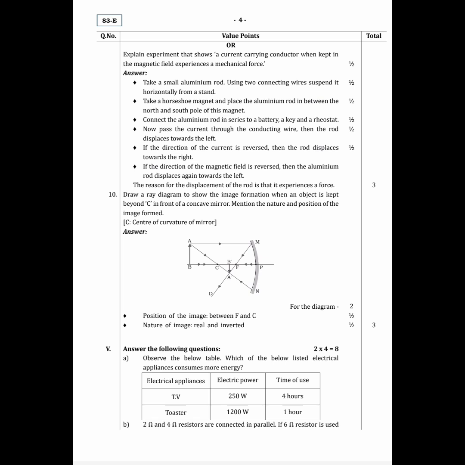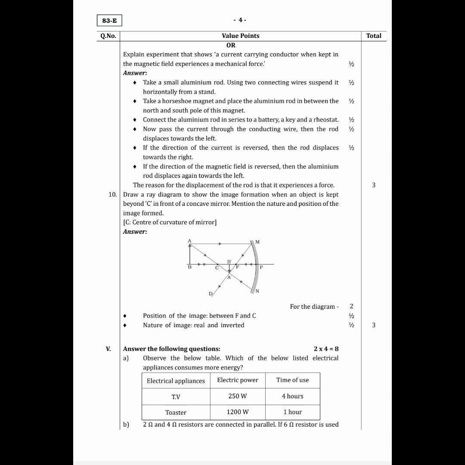Moving forward, 10th question. Draw a ray diagram to show the image formation when an object is kept beyond C in front of a concave mirror. Mention the nature and position of the image formed. C represents the center of curvature of the mirror. Answer: position of the image is between F and C. Nature of the image: real and inverted.